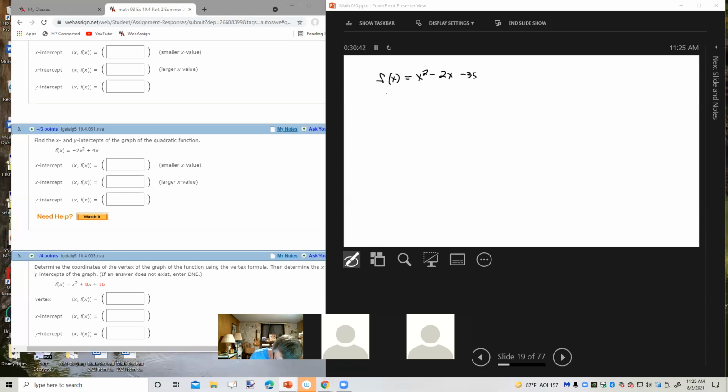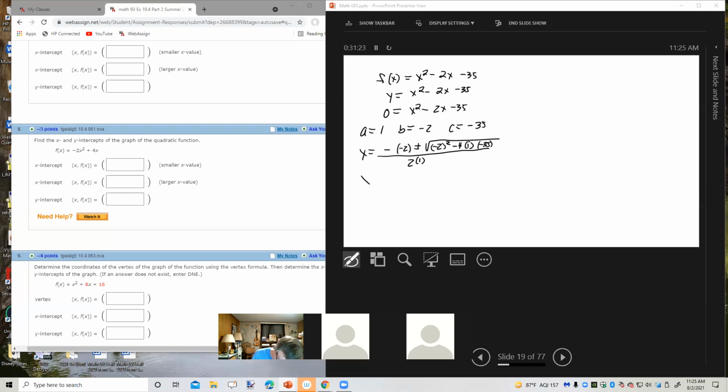Okay, so again, f of x is just another name for y. To find x-intercepts, set y equal to 0 and solve for x. To do that, we use the quadratic formula. So a is 1, b is -2, and c is -35. X equals -b plus or minus the square root of b squared minus 4ac all over 2a.